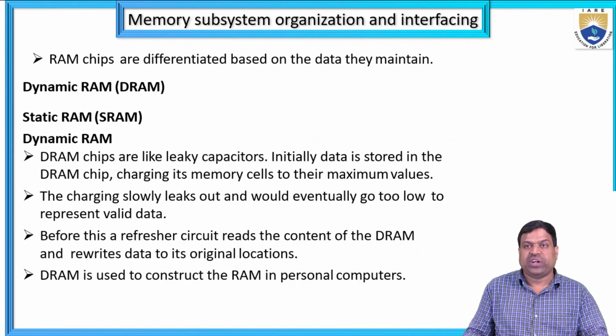RAM chips are different based on the data they maintain: dynamic RAM, DRAM, and static RAM. There are two types of RAM, static and dynamic. So first we discuss dynamic RAM.